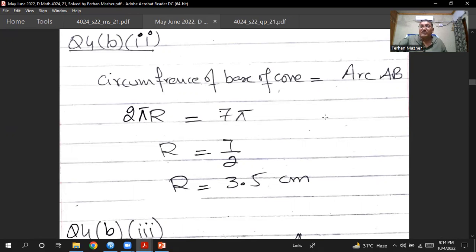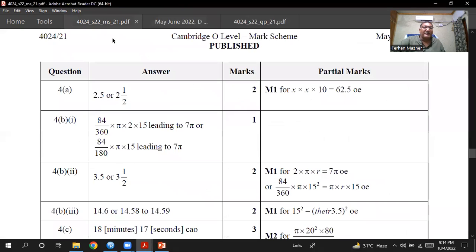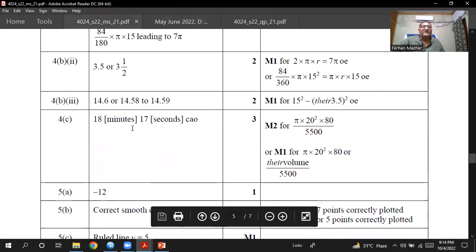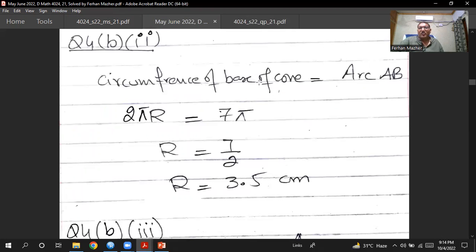I have to differentiate between this radius and this radius. The radius of the sector, I have named as capital R. So 2 pi r is equal to 7 pi. Pi will be cancelled, so r will be 7 by 2. So the radius of the base of the cone will be 3.5 centimeter, and you can see here our answer is right. So this is how you will do this.